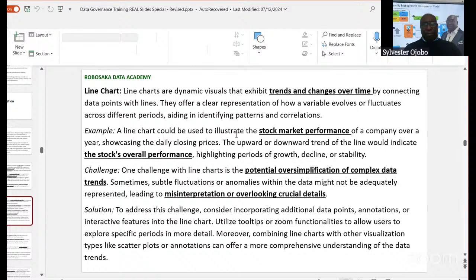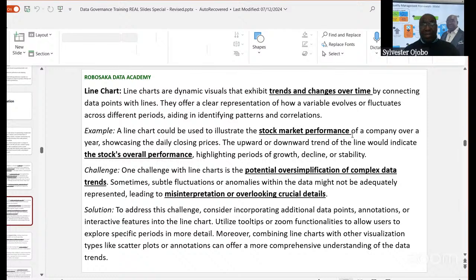Those trends can easily be interpreted when you use a line graph, connecting the points across the axis. It could be the x-axis or y-axis. Whichever the case, it helps to know when something has gone on peak period or not on peak period. An example of a line graph could be used to illustrate stock market performance. They use lines a lot.